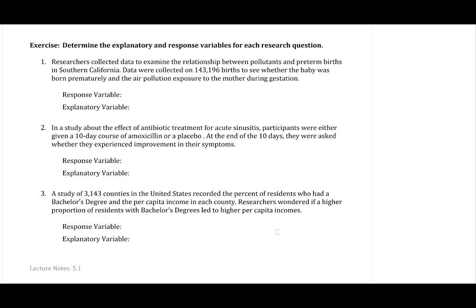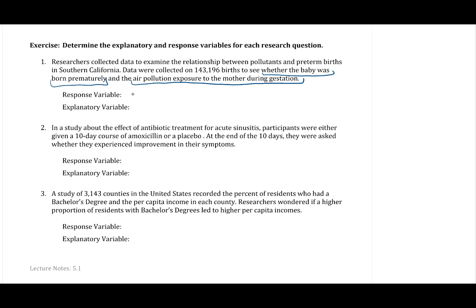In this exercise, we'll practice determining the explanatory and response variables for each of the research questions. The first question is that researchers collected data to examine the relationship between pollutants and preterm births in Southern California. Data were collected on 143,196 births to see whether the baby was born prematurely and the air pollution exposure to the mother during gestation. Our two variables are here, whether the baby was born prematurely and air pollution exposure to the mother during gestation.